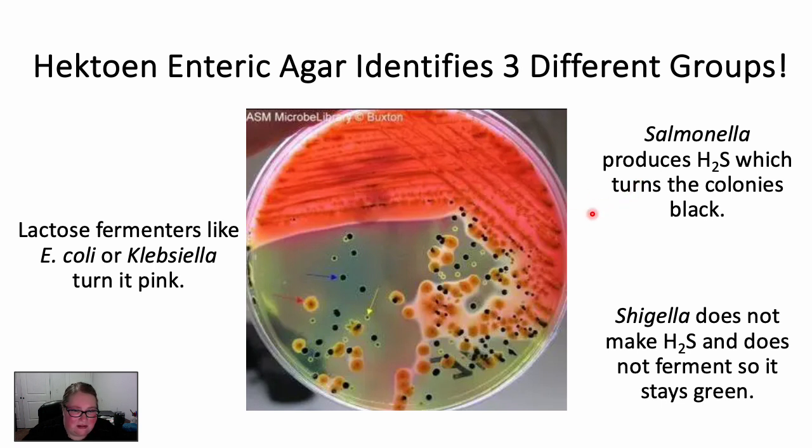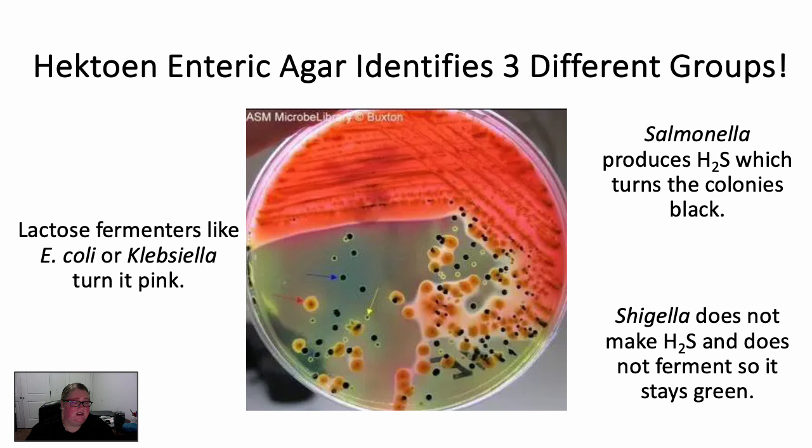You have the Salmonella that's going to create black colonies, like this little guy here, because it's producing that hydrogen sulfide. And then the Shigella is not going to ferment anything. It's not going to make hydrogen sulfide. So it's going to stay the green color of the agar. So this is what you see with Shane's diagnosis. Okay, so that's one way we use metabolism as a diagnostic tool.